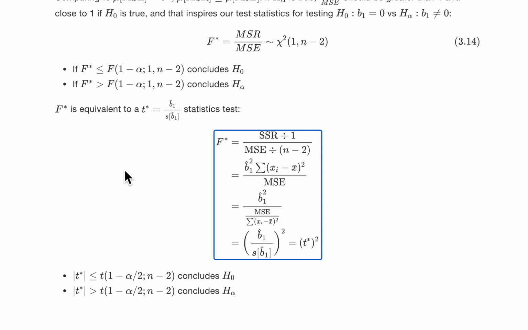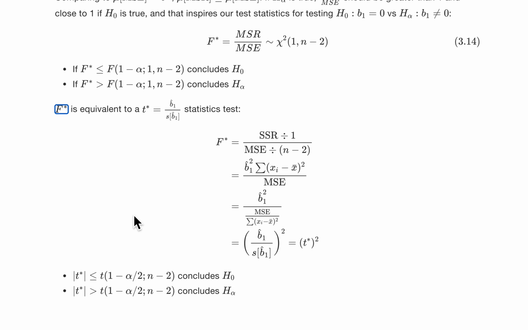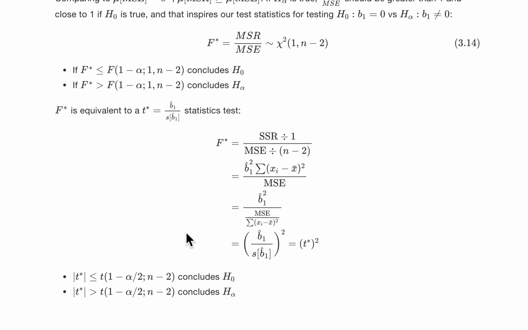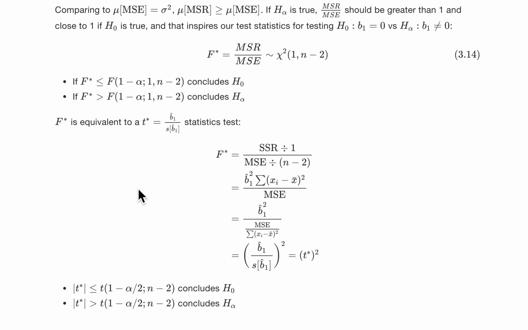So the equivalent test of the F distribution is actually a T distribution, but here the T test is a two-sided test. We take the absolute value and compare the T value to the confidence interval boundaries of the T statistic. So now the two tests are the same. And I think that's it.